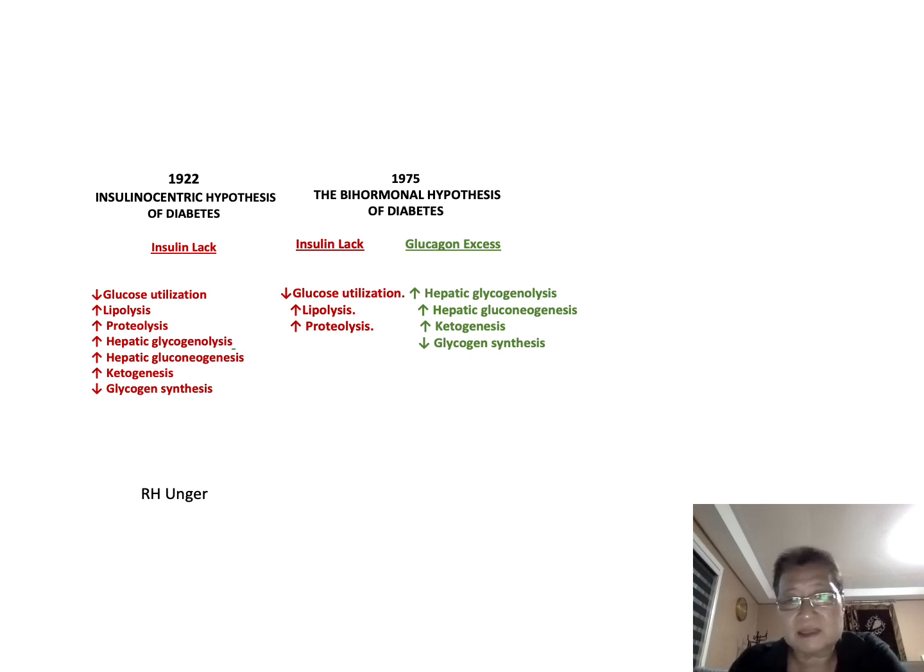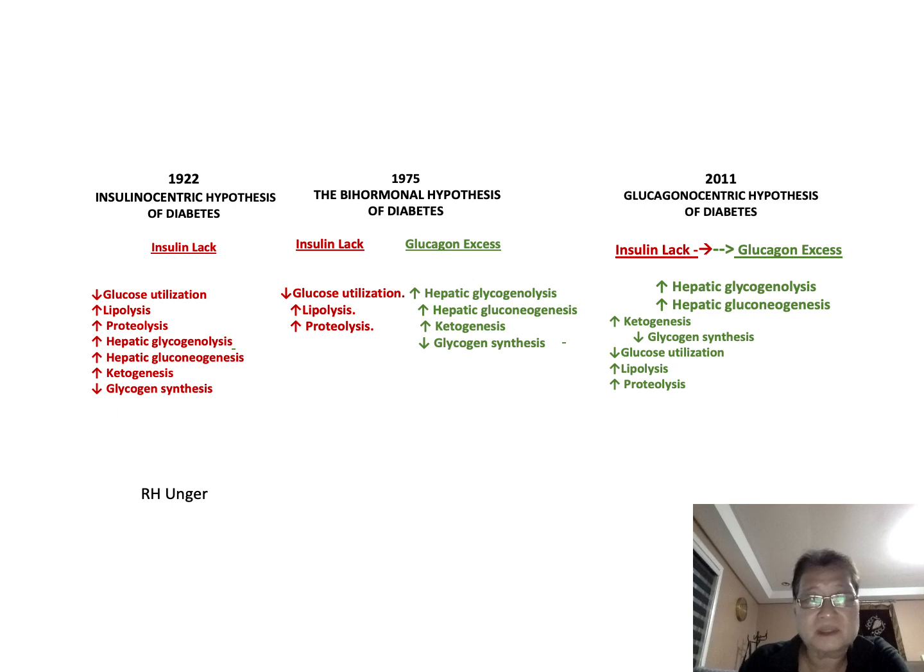Okay? But in 1975, after the discovery of glucagon effects, it has been shown that some of the catabolic effects of type 1 DM are due to glucagon excess, such as increase in hepatic glycogenolysis, gluconeogenesis, increased ketogenesis, and decreased glycogen synthesis. This contributes to the insulin lack and the so-called bihormonal hypothesis. So at least two hormones, insulin and glucagon. And finally, in 2011, glucagon excess leads to increase in hepatic glycogenolysis as well as gluconeogenesis and ketogenesis.